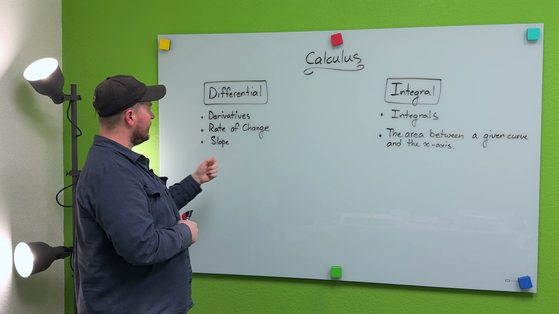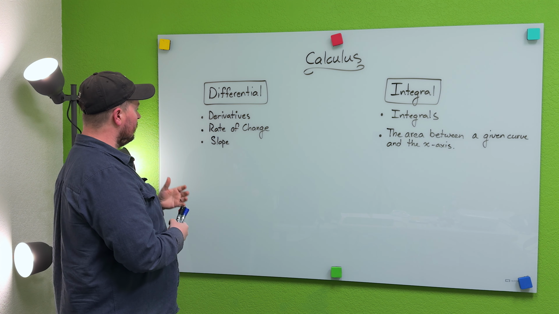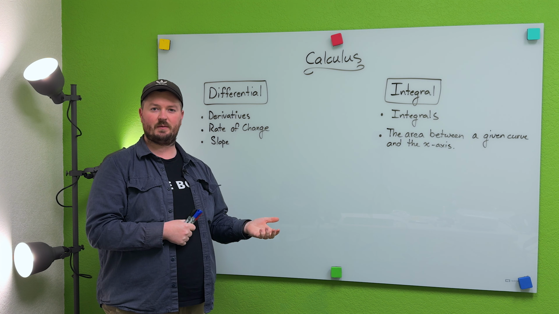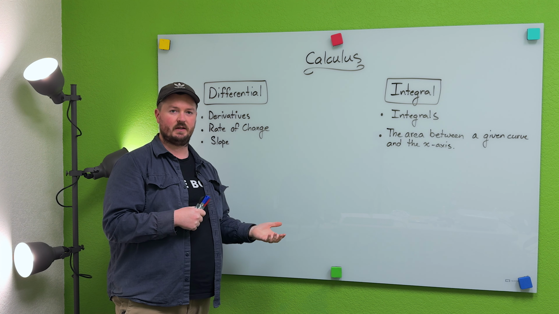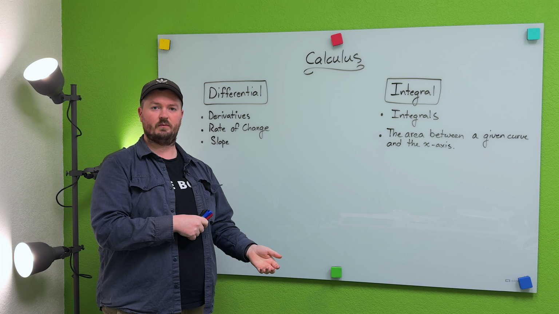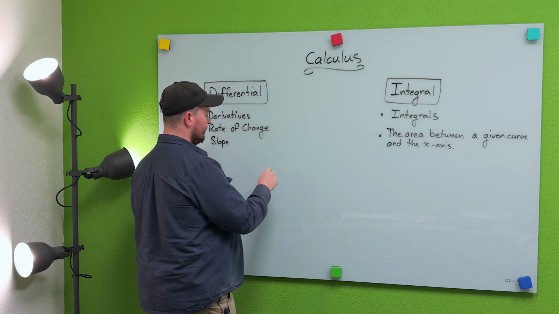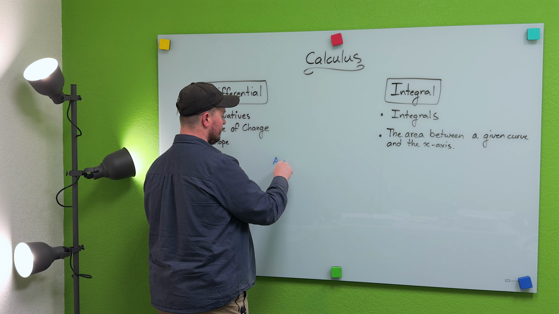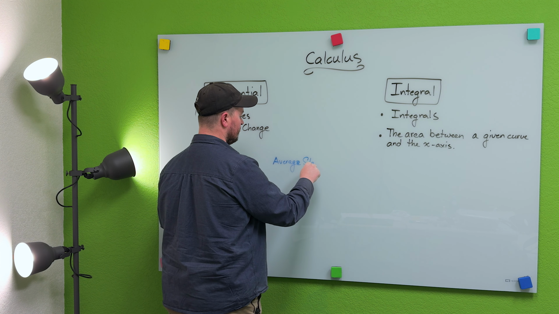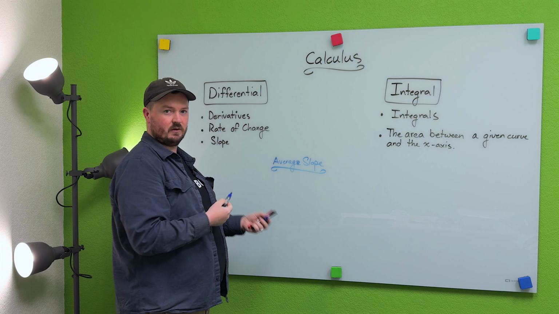So looking at differential calculus more deeply for just a moment, if we are familiar with slope from algebra, then why would we talk about slope again in calculus? Well, it turns out when you were studying slope in algebra, pre-calculus, the slope you were referring to is something called average slope. So average means more or less the middle.